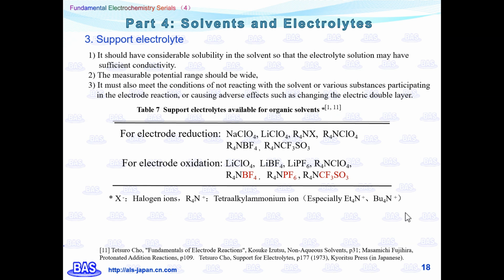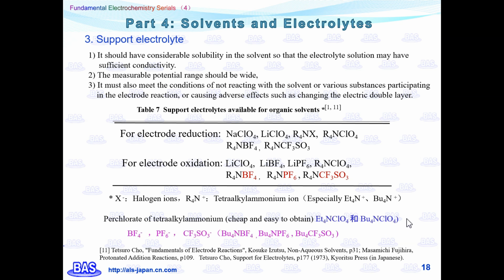The supporting electrolytes shown in Table 7 can be used in various organic solvents. Of these, the most widely used are tetraalkyl ammonium perchlorates, especially the cheap and easy to obtain tetraethyl ammonium perchlorate and tetrabutyl ammonium perchlorate, because they are easily dissociated into ions and have a wide measurable potential range for mercury and solid electrodes. Adverse effects on electrode response are minimal. However, perchlorate presents an explosion hazard when dry.